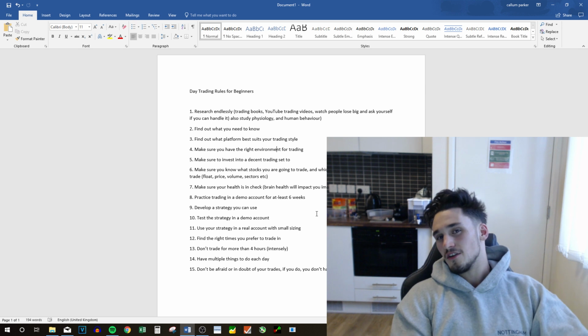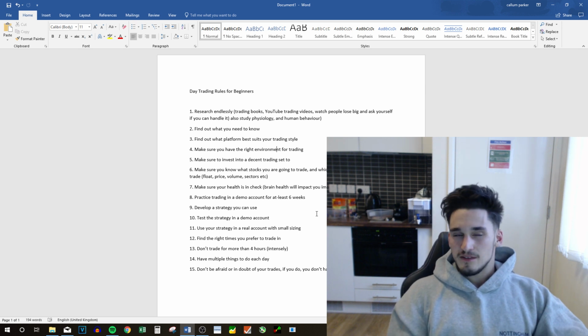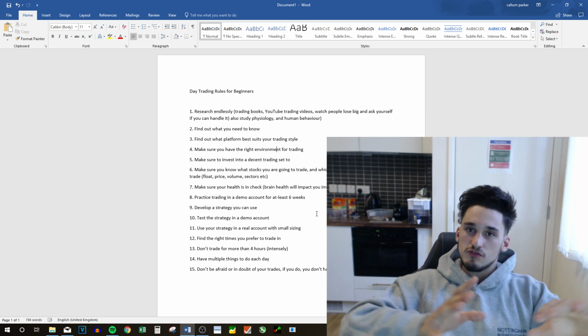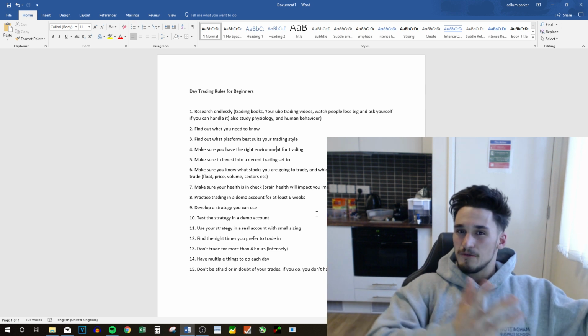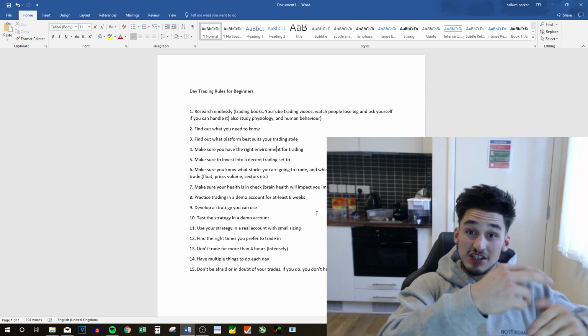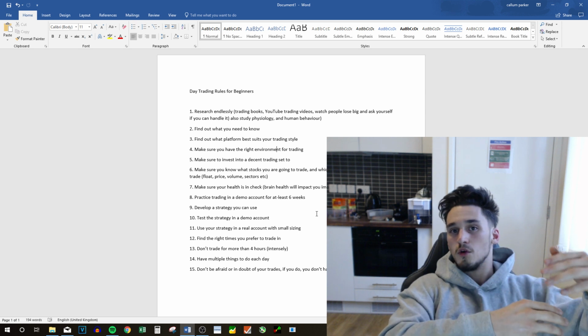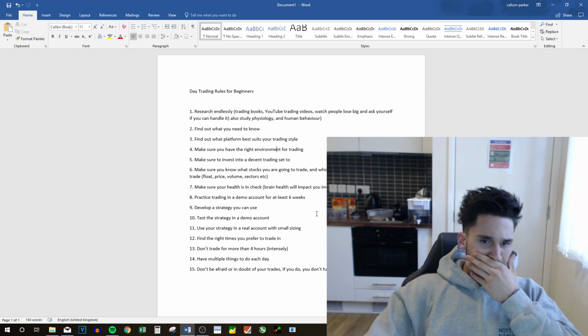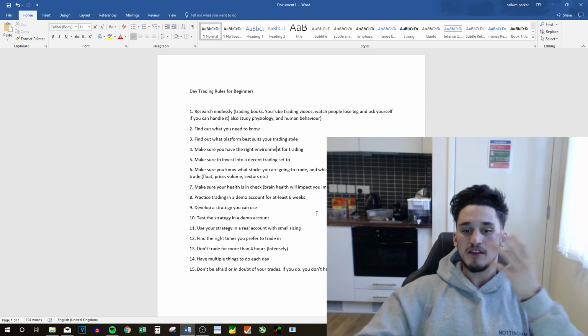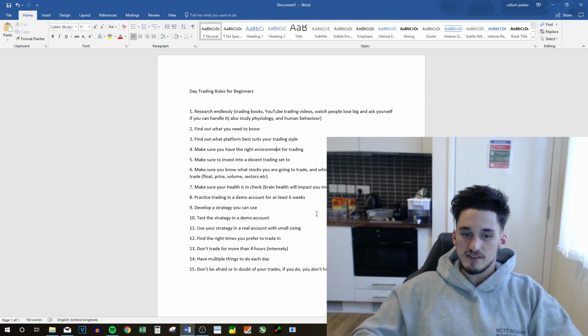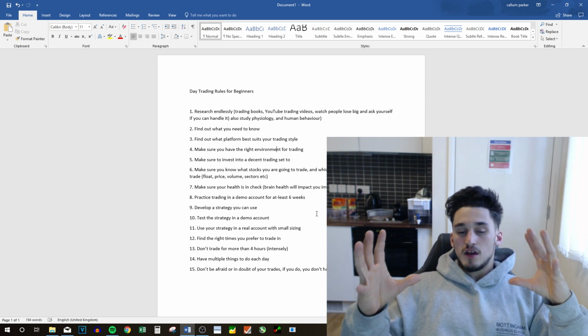But don't put 10 grand on a stock. It's all relative. Start small, and just try and build it up. Even if you lose a couple of dollars at first, if the strategy works, slowly up your size. Okay, use your strategy in a real account with small sizing. That's basically what I've just said. Find the right times for you to trade in.